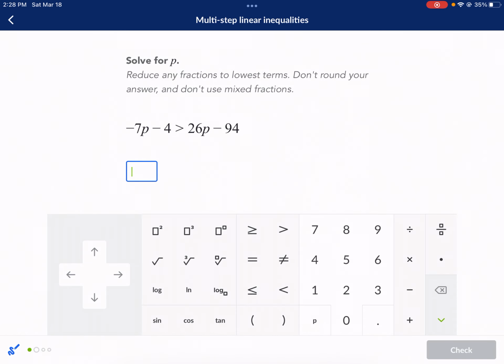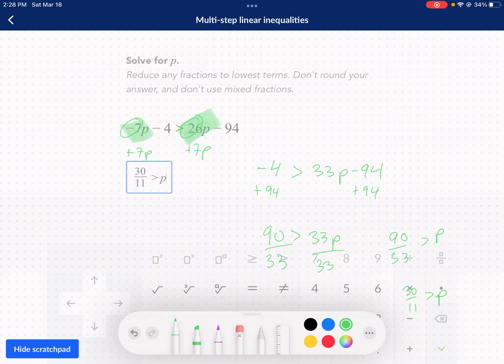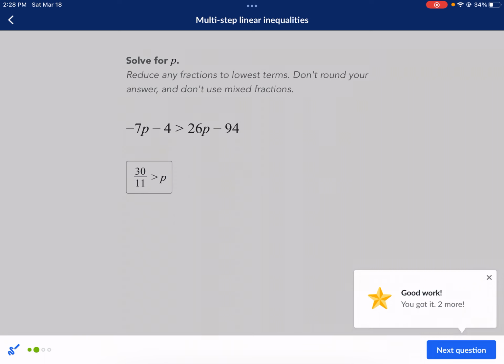So we're going to type that in as our answer. Now, we could switch it around if we wanted to, but might as well just keep it 30 over 11, is greater than p. Double check. All right, move on to the next one.